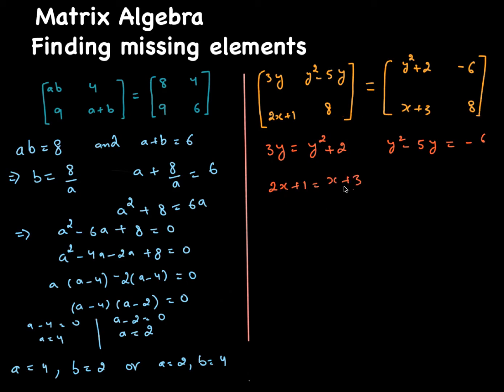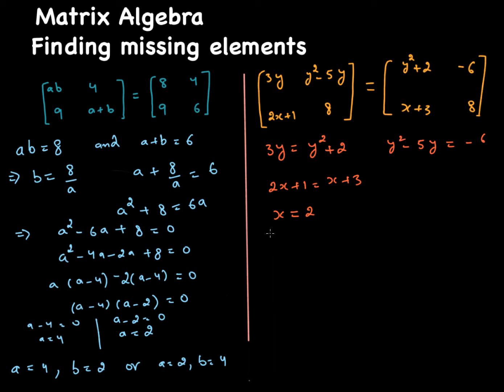So the easiest one is, first of all, solve this one over here. If we subtract x from both sides and minus 1 from both sides, this will give me x is equal to 2. Okay, now let's work on these equations over here. So let's work on this one first.